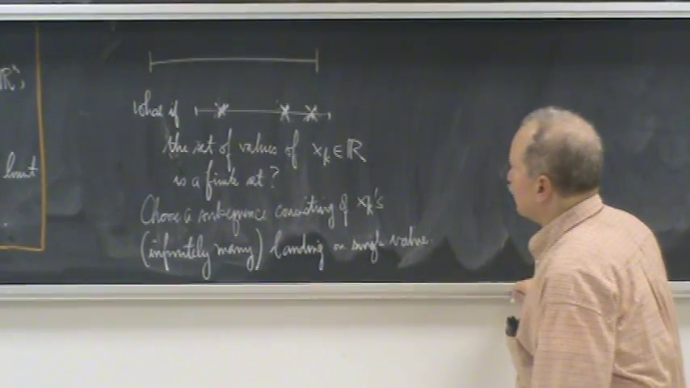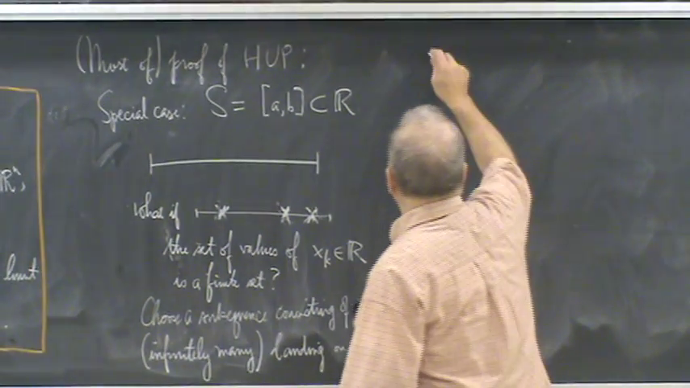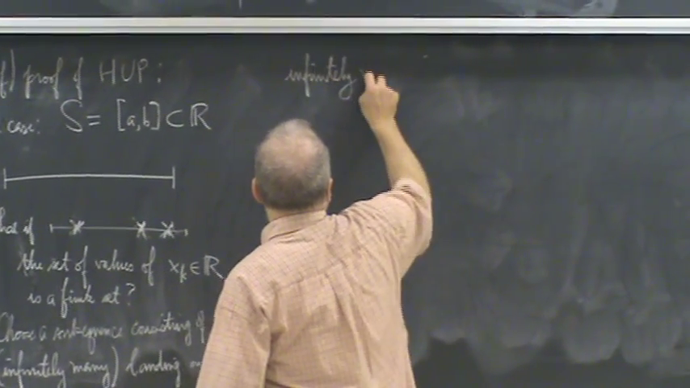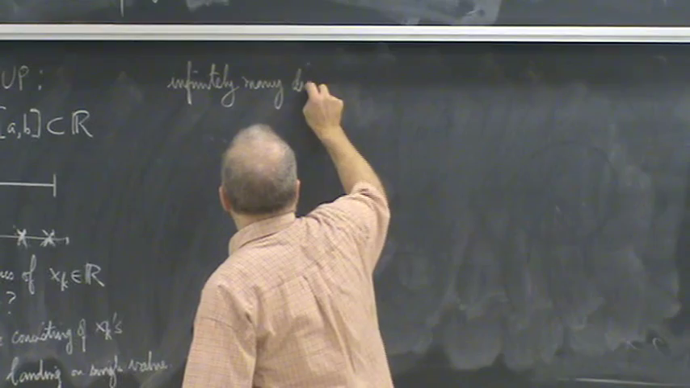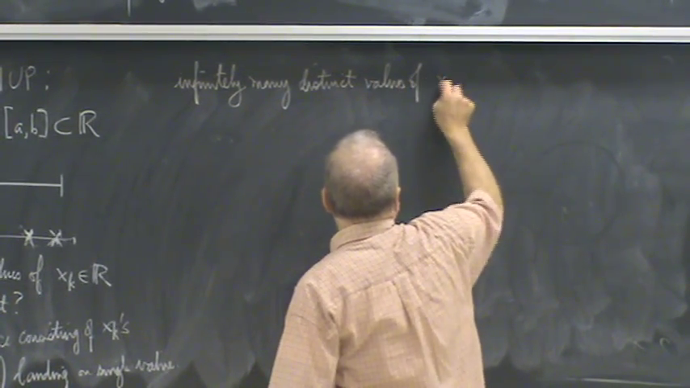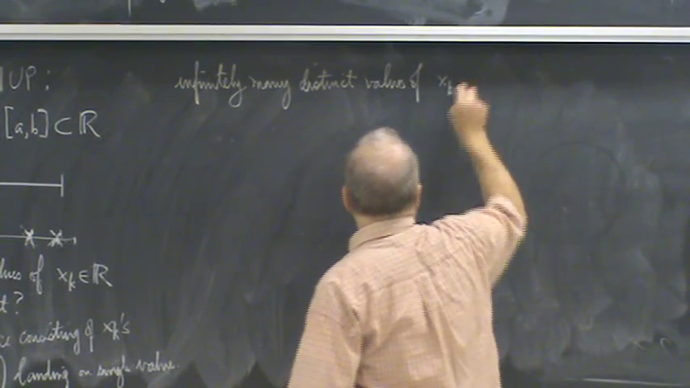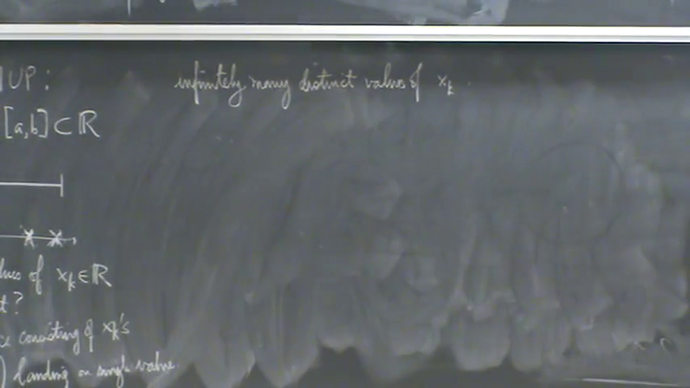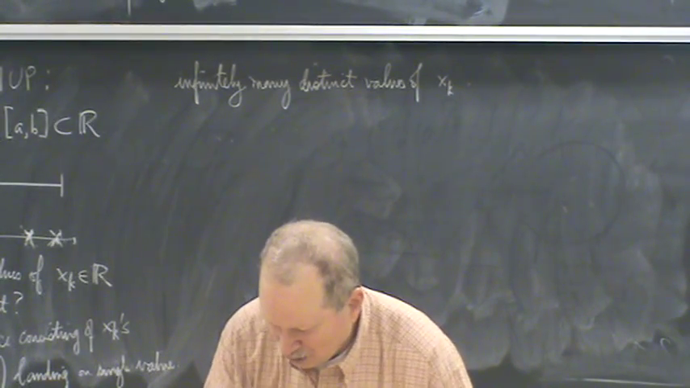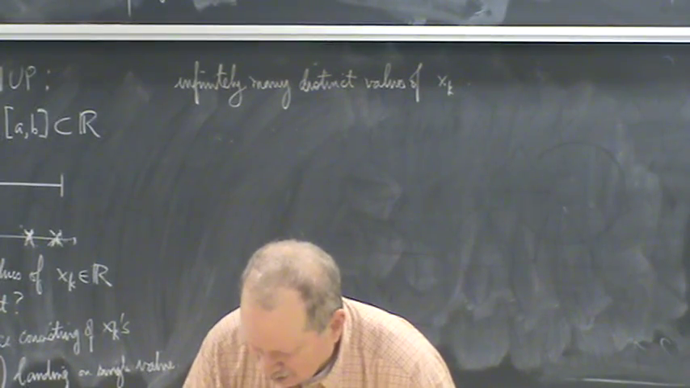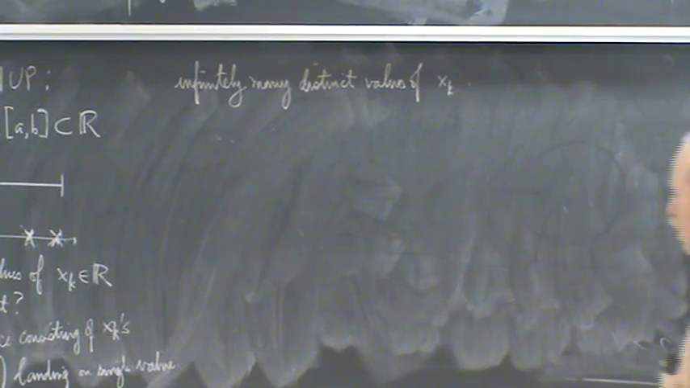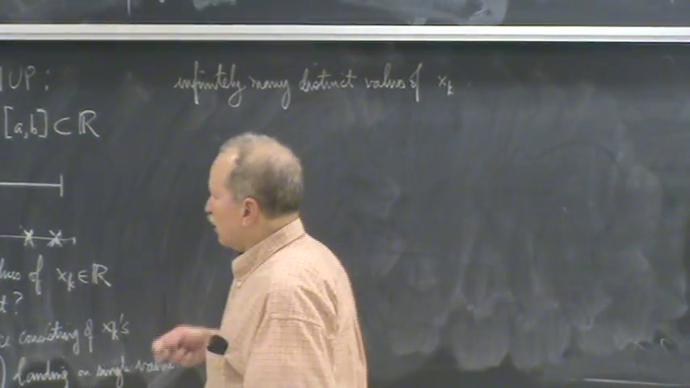So the interesting case is that in fact you have infinitely many distinct values. This is the standard computer science application. It is used in all sorts of different settings, like binary searches, trying to find a root of a function numerically.